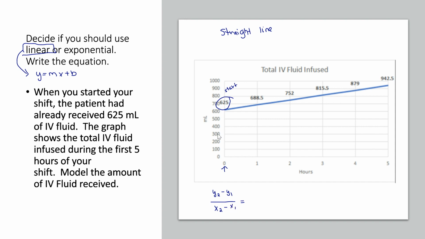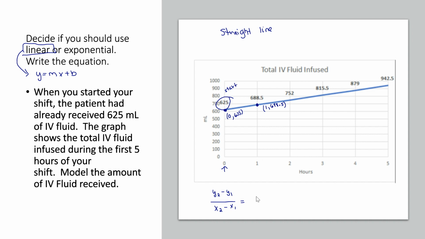So what I'm going to do is I'm going to look at my graph for some ordered pairs. So this ordered pair right here would be 0 for the x, 625 for the y. And then the next ordered pair that I'm given point values for is time is 1, so that's x is 1. And the output, the y value, is 688.5. So I'm going to use those as my y1, y2, x1, x2.